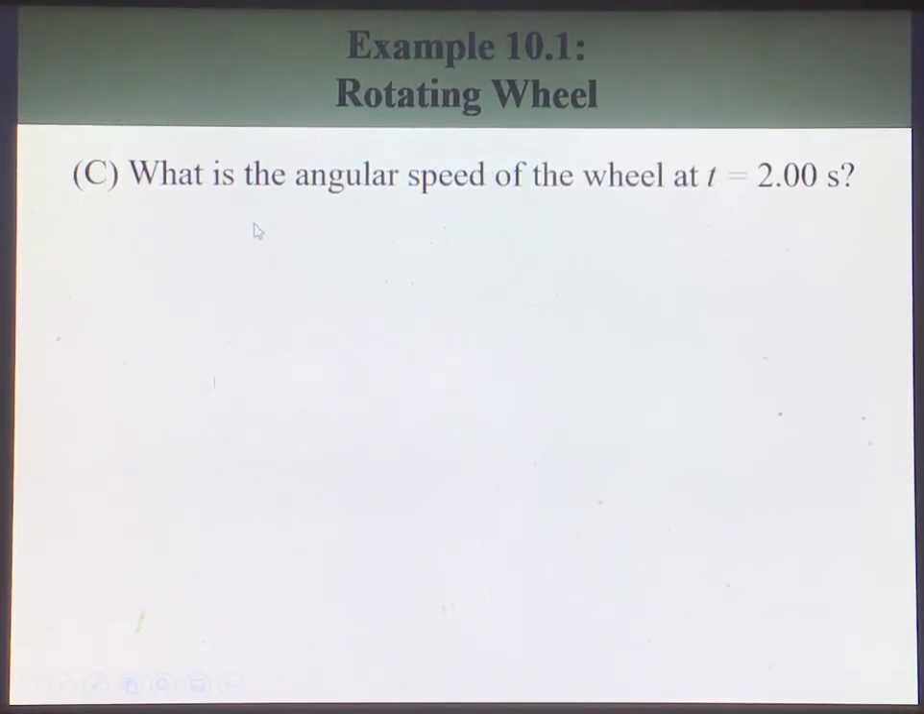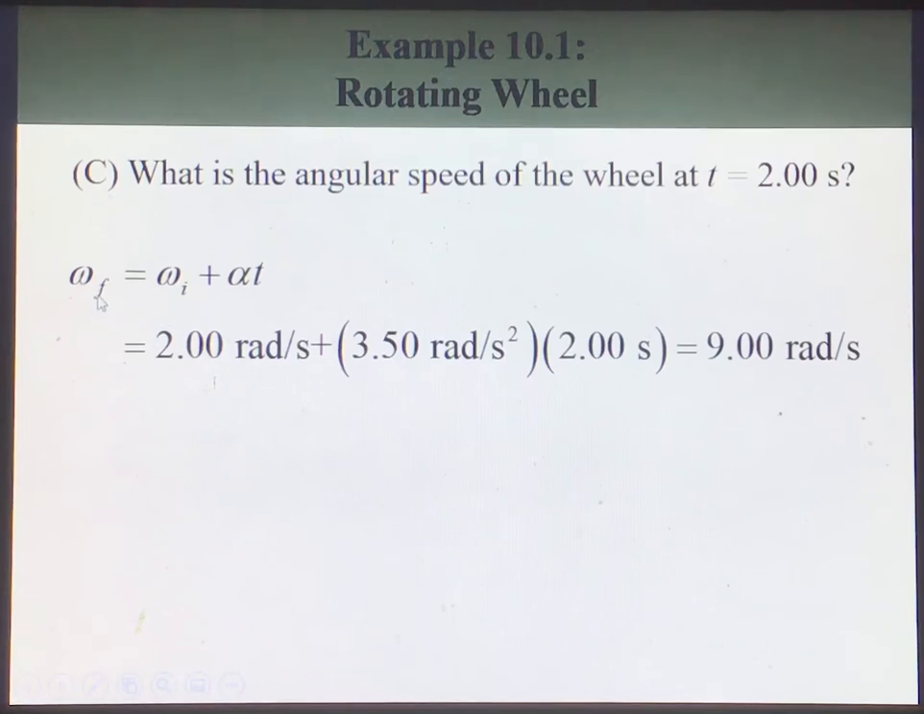And then if you want to calculate the angular speed of the wheel at t equals 2.00 seconds, we can just use this equation. Omega final is equal to omega initial plus alpha times t. If you plug in the values for omega initial, alpha and t, you get 9.00 radians per second. So we're seeing that the angular speed has increased from 2.00 to 9.00 radians per second, and this is because there is an acceleration in the system.